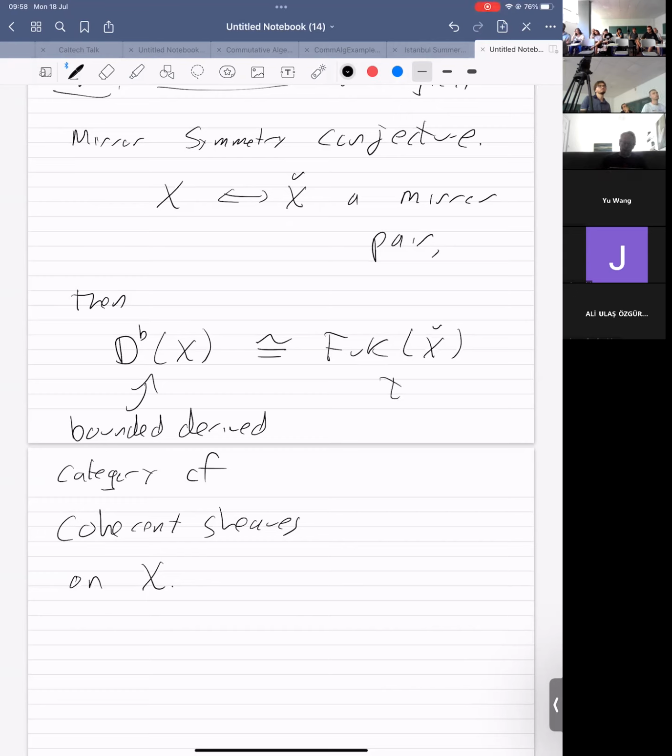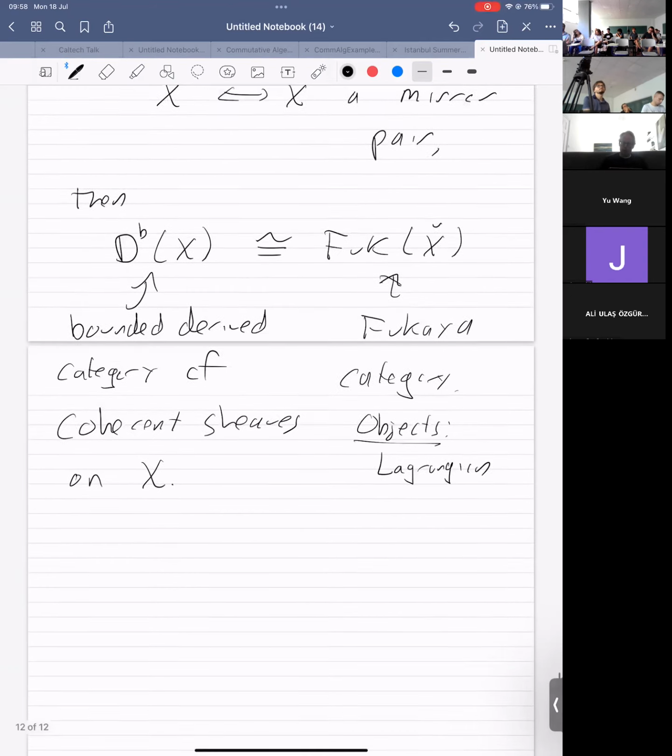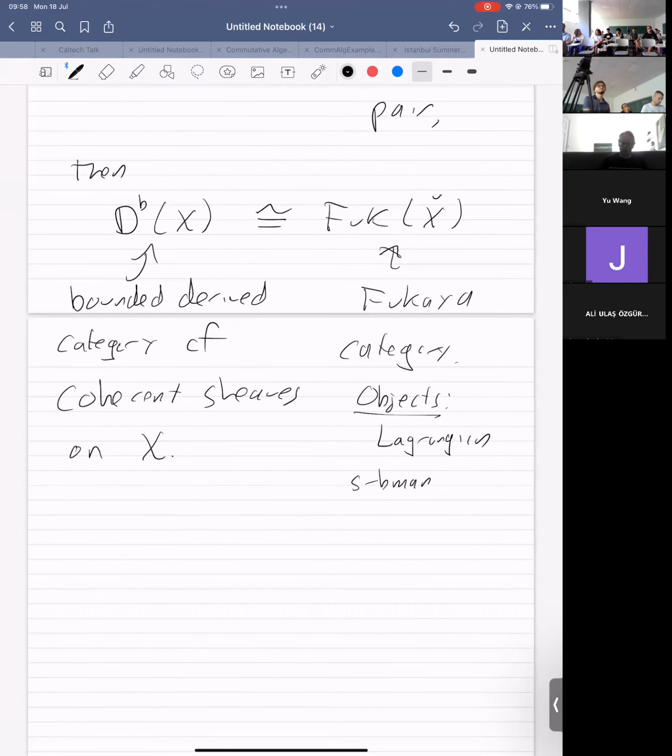This, on the other hand, is something called the Fukaya category. And this is a category, well, first of all, it's not a category, so let's not worry about that. But the objects are Lagrangian submanifolds of X check, and the morphisms are Floer chain complexes.